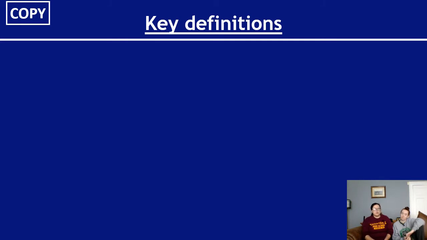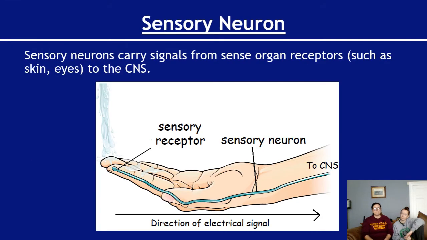An effector is an organ or a muscle that has a response to a signal, okay? So the idea is it's anything that can take an electrical signal from a neuron and have a response to it that's in your body already.